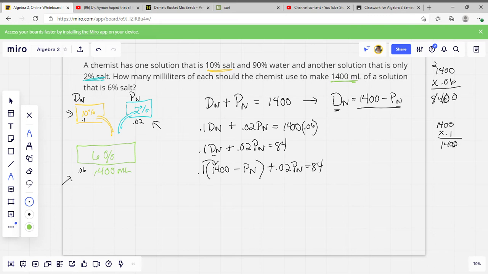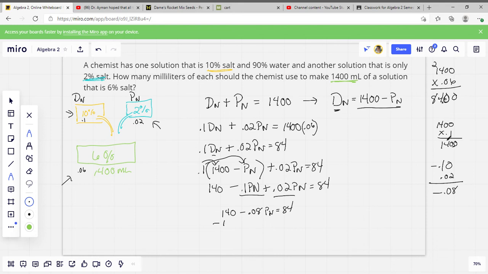And then I need to move my decimal 1 time, so 140 minus 0.1 PN, because I distributed here, plus 0.02 PN equals 84. Now I got my like terms I have to put together. I've got negative 0.1 and a positive 0.02. So if I put that there, I'm going to end up with negative 0.08. So 140 minus 0.08 PN equals 84.